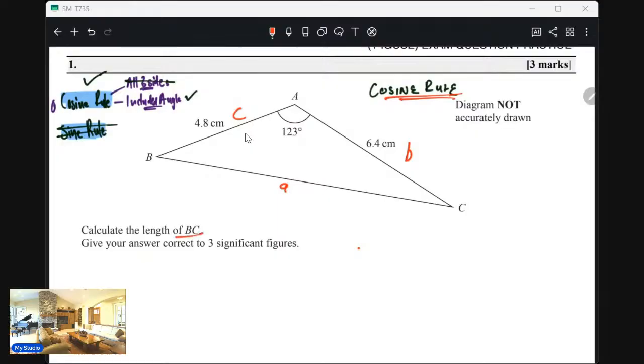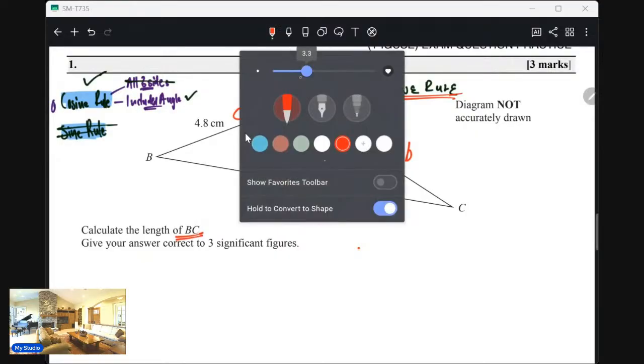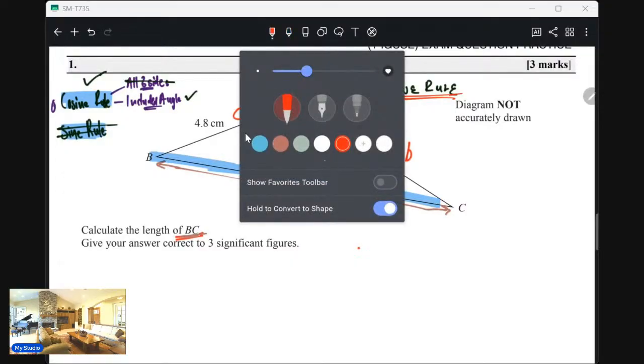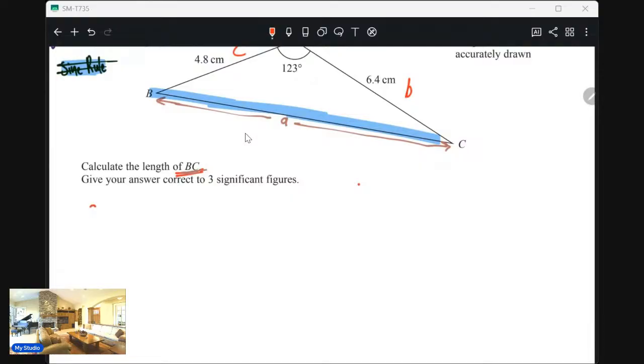They want BC, right? Is it B or C or A? Yes, they want BC. What small letter is it? Haven't we labeled our triangle? So this side BC is small letter a. In other words, they want us to find small letter a. Let's use the cosine rule. How do you find small letter a?